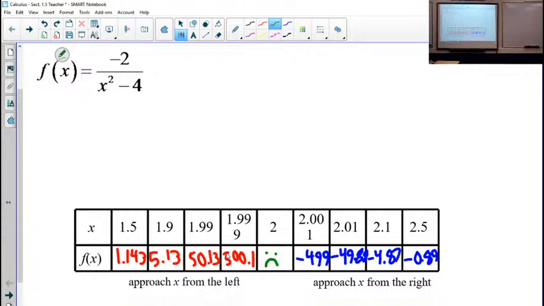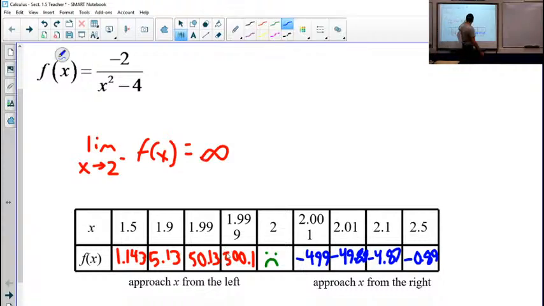Work because you get zero on the bottom, and that's bad news for us. So, the limit as x approaches 2 from the left of f of x. Well, it looks like we're getting bigger and bigger and bigger. So, what are we going to put here? Positive infinity.